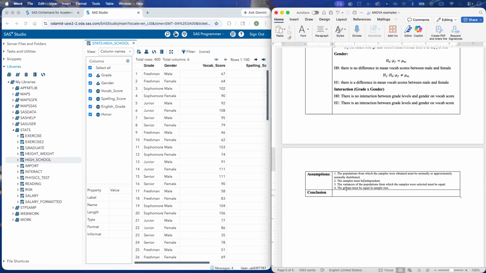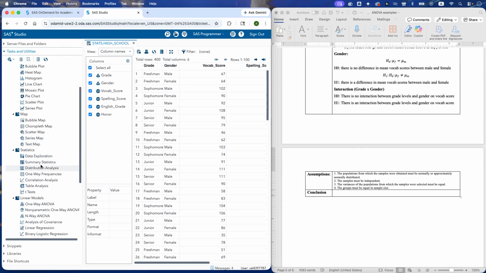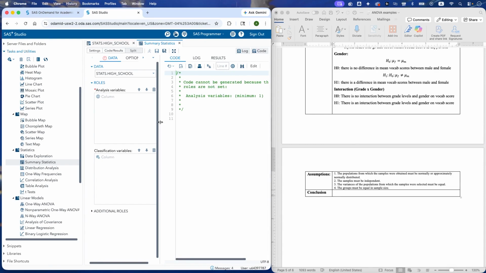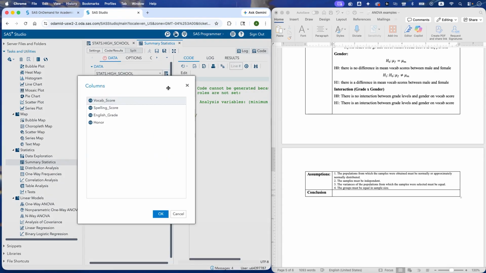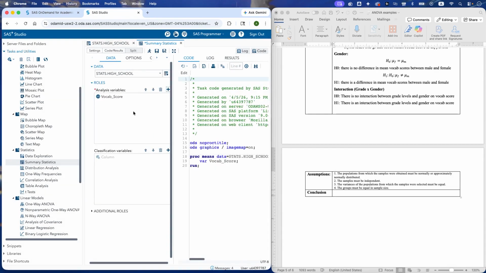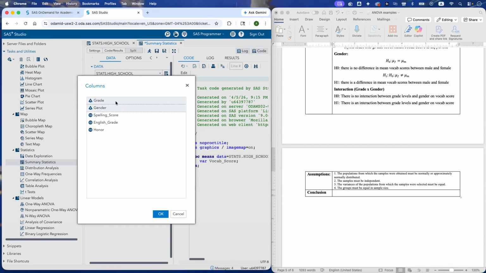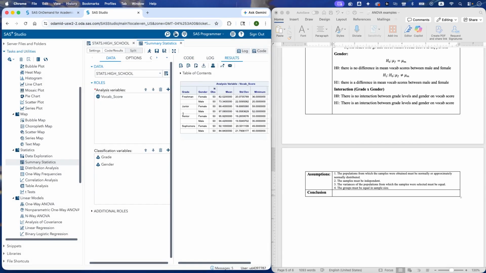and we can see this. We have a balanced design. So let's check this quickly. I'm going to go to tasks and let me try summary statistics. SAS high school, the vocab score is my variable, and I'm going to use two classification variables. I'm going to run this. We have 50 in each group because we have 8 different groups: freshman female 50, freshman male 50, junior female 50. So it's a balanced design, with equal cell size.